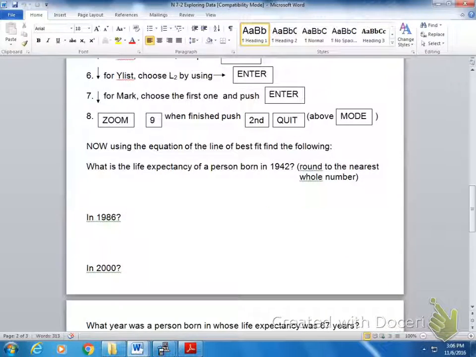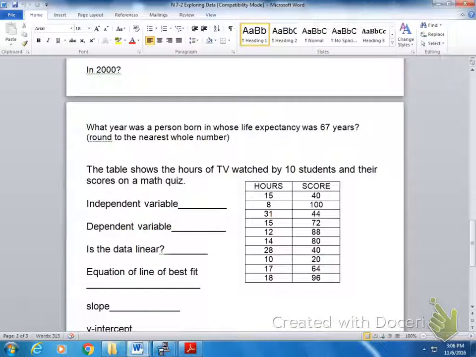Let's go to the next page. And that's exactly what happens on the next one. Sorry, I forgot that was here. It says, what year was the person born in whose life expectancy was 67 years? That's a y value. So I'm going to plug that into my equation for y. So I get 67 equals 0.3258x minus 570.5363. Now it's got some decimals in here, but big deal, we can do that.